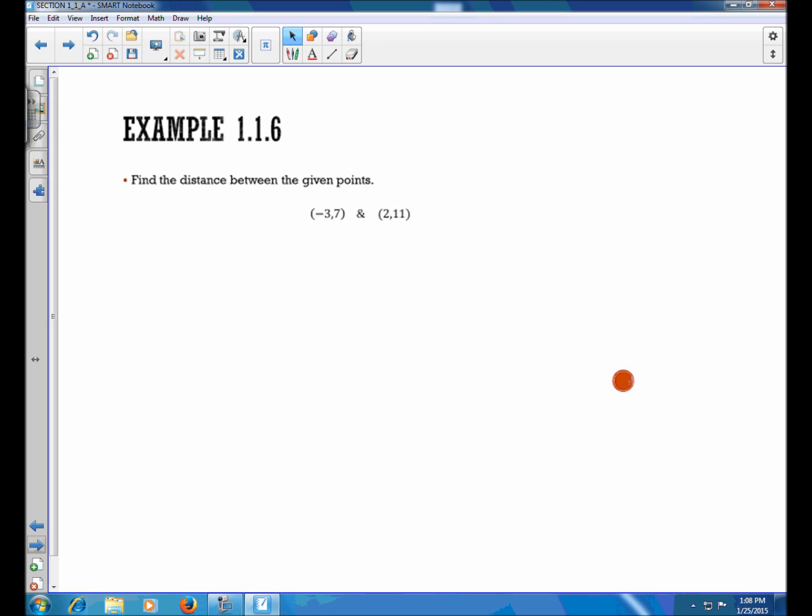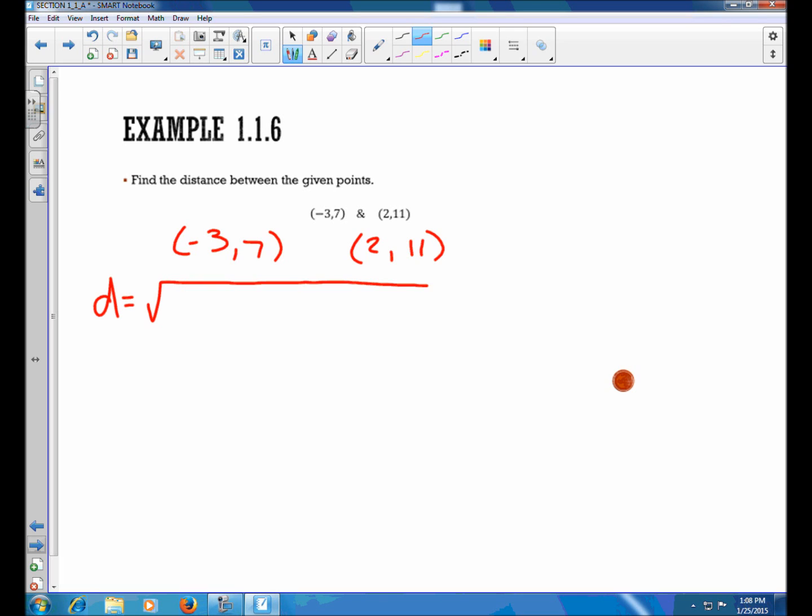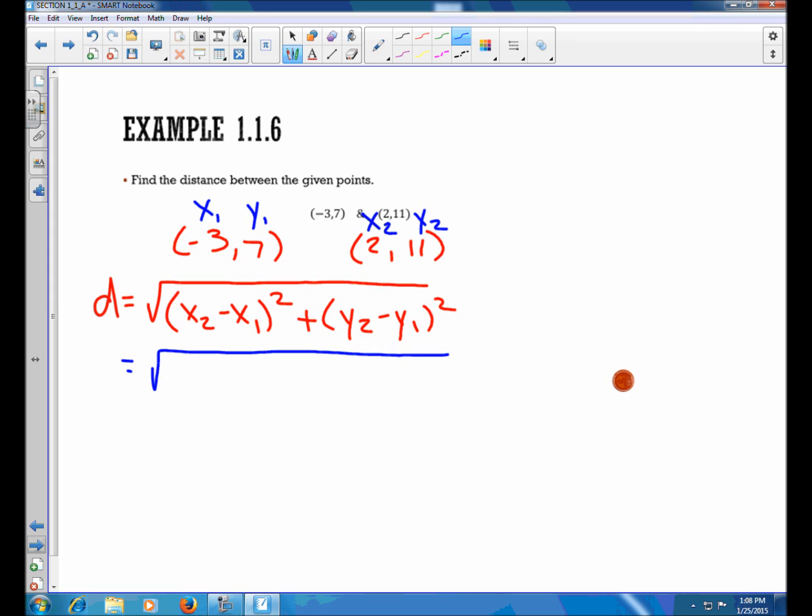Find the distance between the given points. We're given negative 3 and 7, and 2 and 11. The distance formula is given by the square root of x2 minus x1 squared plus y2 minus y1 squared. In this case, we'll label our points x1 and y1, x2 and y2. And we're going to plug them into the equation. x2 is 2 minus x1 is negative 3 squared plus y2 is 11 minus y1 is 7 squared.